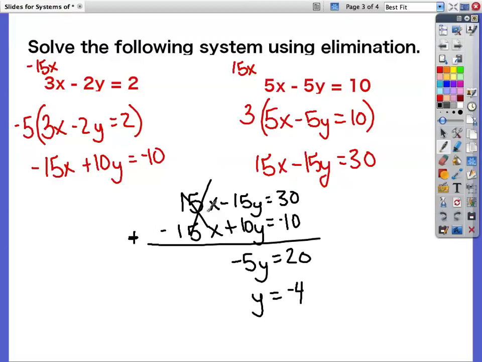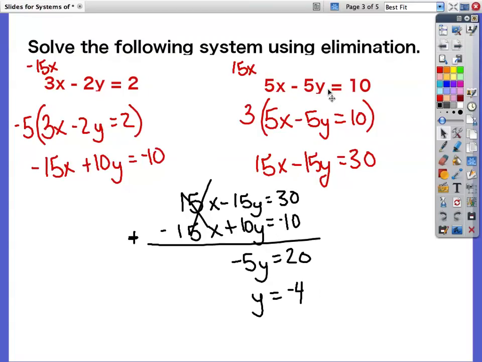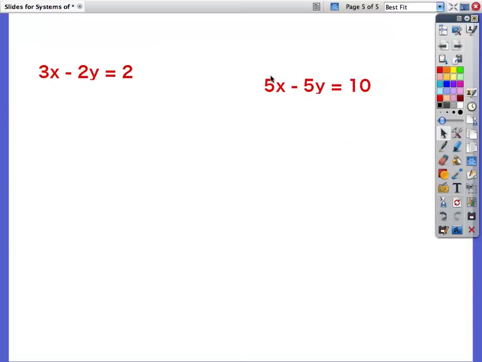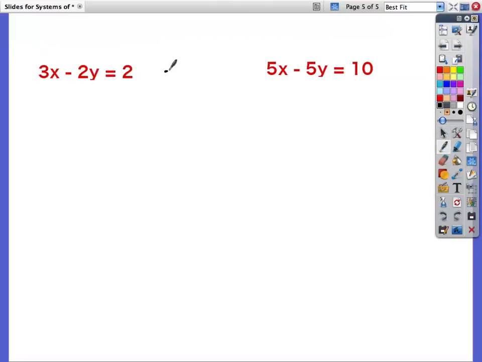But just like in the other methods, I don't want to take that for granted and think it's right. I want to check it. So I'm going to copy down both equations again and double check myself. Because if you're like me, you make mistakes. I think everybody does. And so this is what I thought was the solution, negative 2, negative 4. And let's plug them in and see.